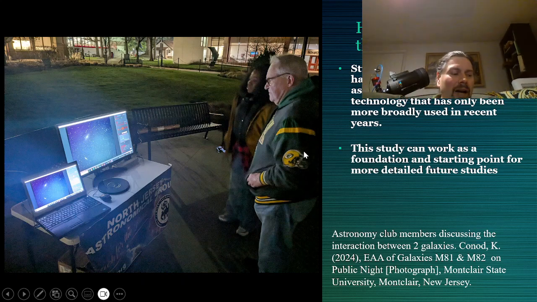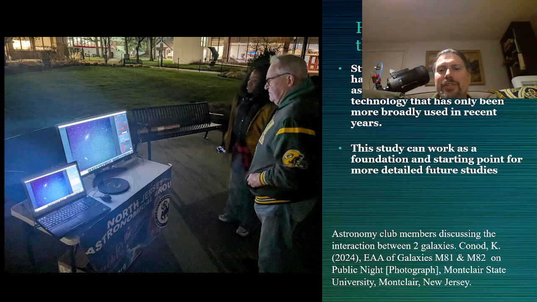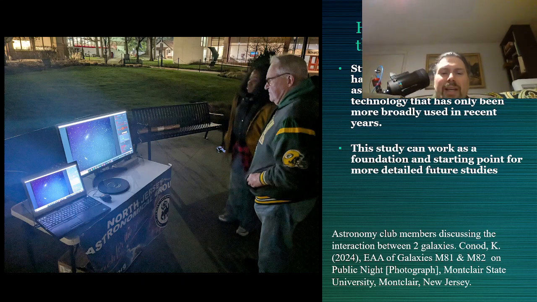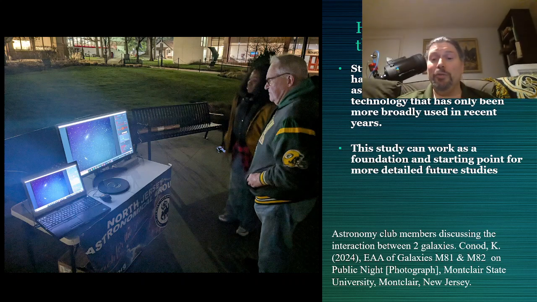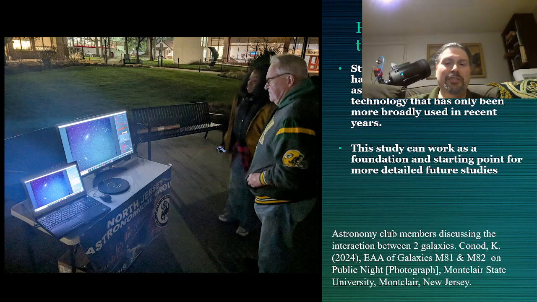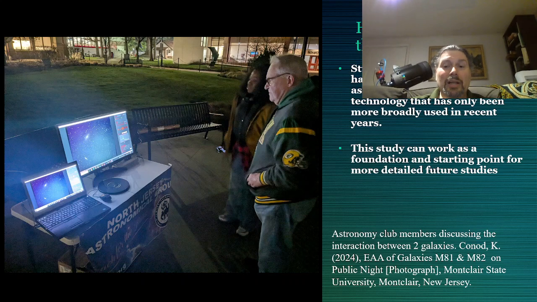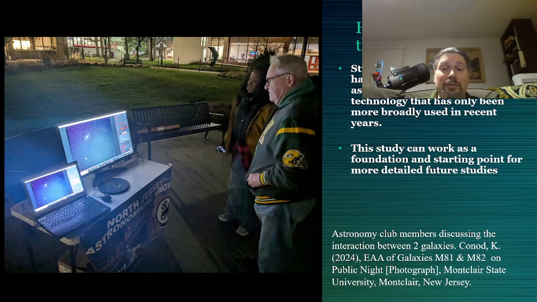So how do these results add to the body of research? So again, these studies haven't been undertaken before, so this is kind of new, an emerging technology. It's only been broadly used in recent years, and it got a boost from the COVID pandemic, most definitely. But this study can work as a foundation or a starting point for others to do more detailed studies.